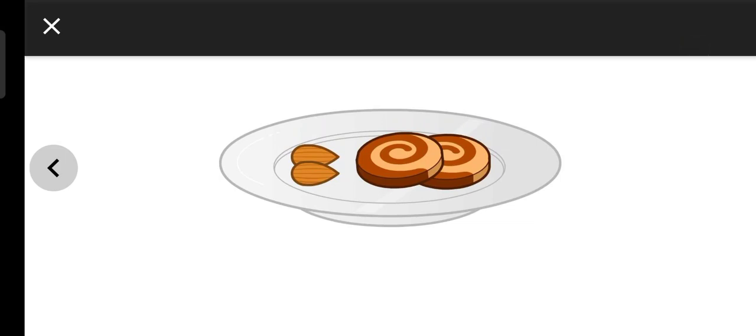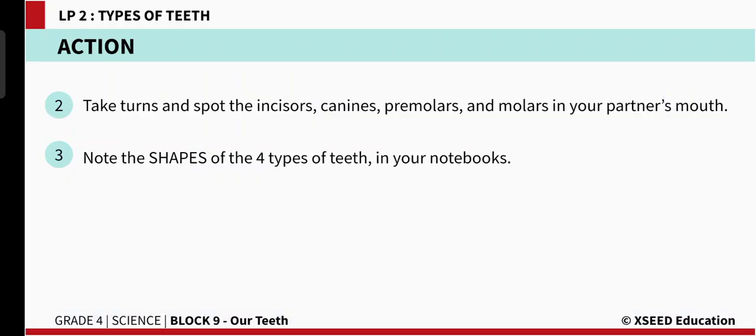Now you have to use another resource, that is the biscuit and almond, and you have to chew it and observe which teeth you are using for biting this, and which teeth you are using for grinding this. Students, take turns and spot the incisors, canines, premolars and molars in your partner's mouth. As I have told you, note the shapes of the 4 types of teeth in your notebook. You have to note down the shapes.